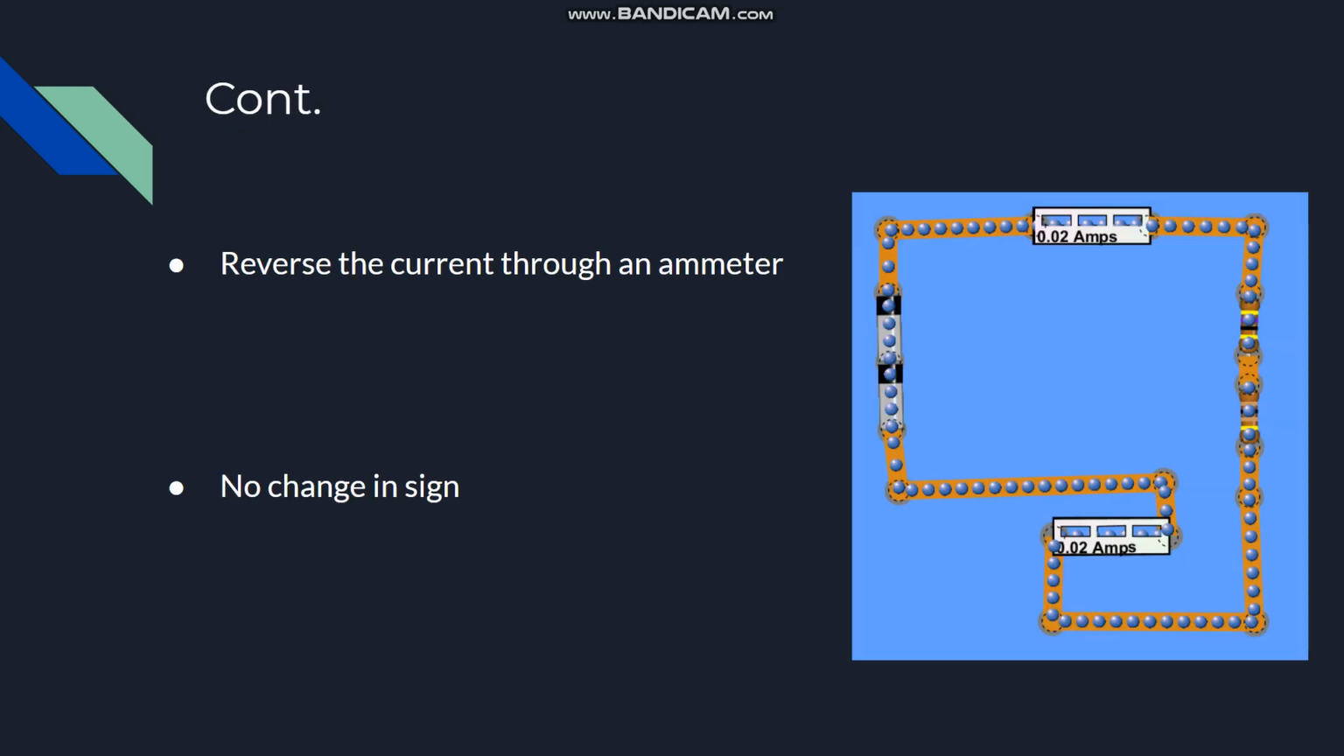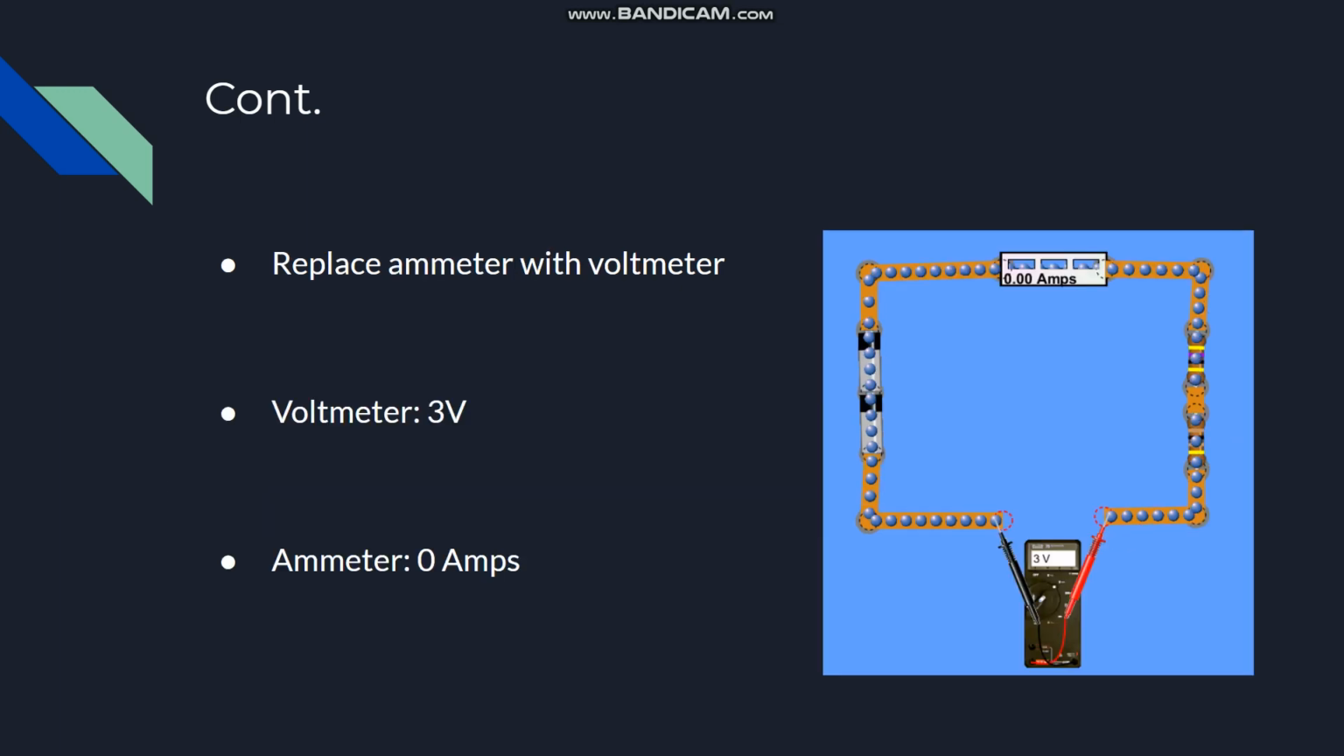Immediately after this, we reversed the current through the ammeter to see if this actually makes a difference. As we can see, it had no change in the sign, which means that these ammeters were just measuring the magnitude of the current.